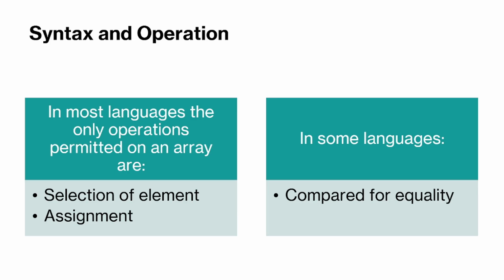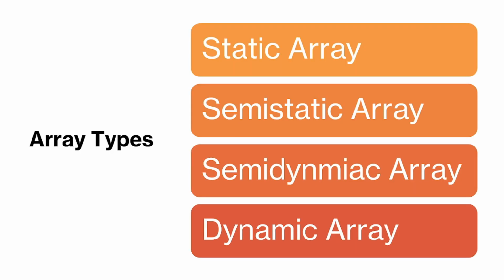In other languages, such as Ada and Fortran, you're allowed to compare two arrays for equality. So if you have an array of 1, 2, 3, 4, and another array of 1, 2, 3, 4, you're allowed to compare them to see if they're equal or equivalent. There are 4 array types: static array, semi-static array, semi-dynamic array, and dynamic array. They're all implementations of arrays.